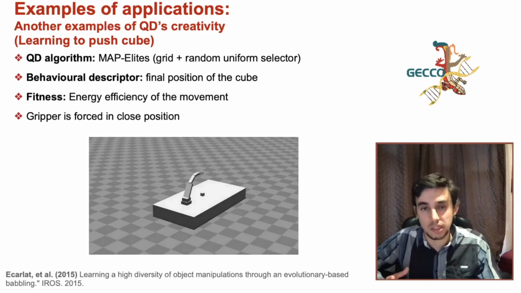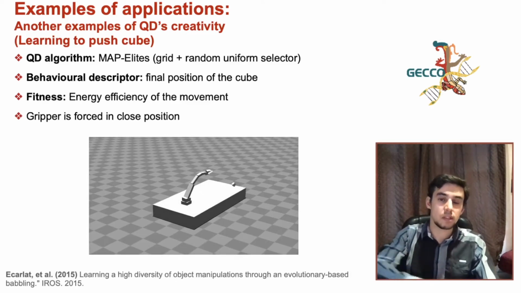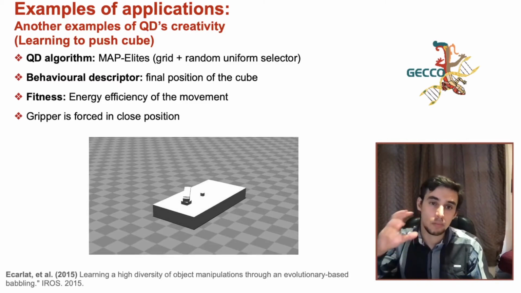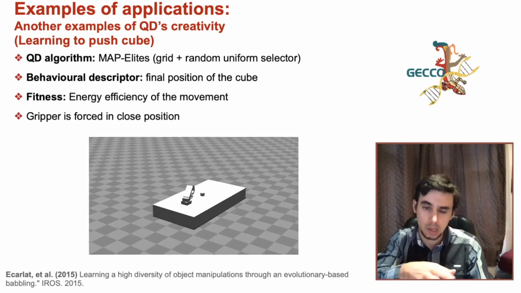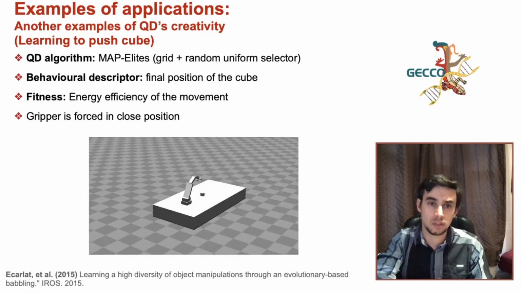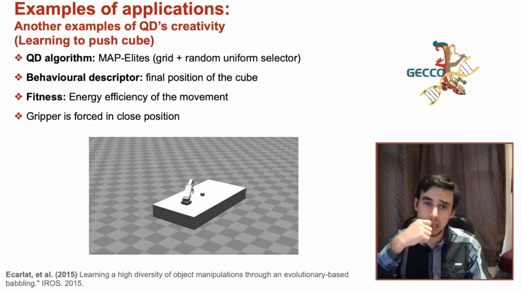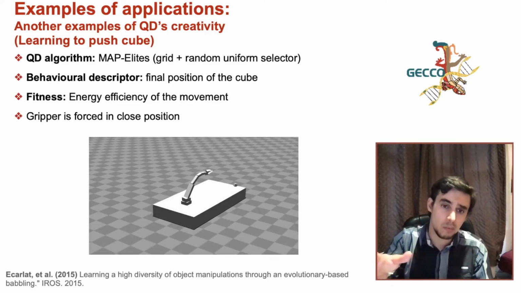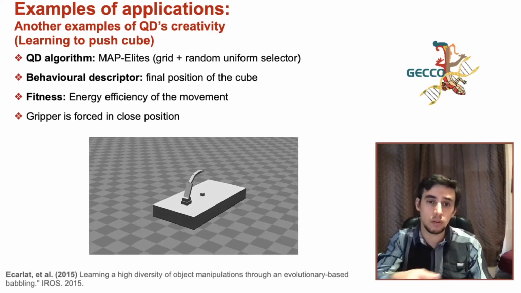This creativity of quality diversity has been observed in a lot of different applications. For instance, in this other example, we use quality MAP-Elites in order to learn how to push this cube with this robotic arm to a lot of different places around the table. The behavior descriptor is simply the final position of the cube, and the fitness was to try to minimize the energy consumption when doing this task.